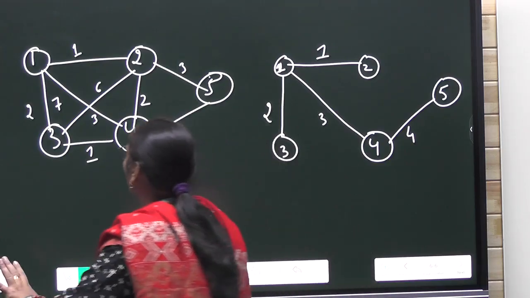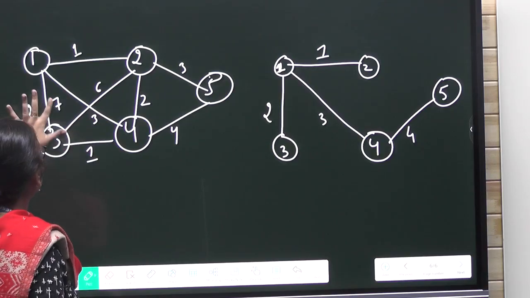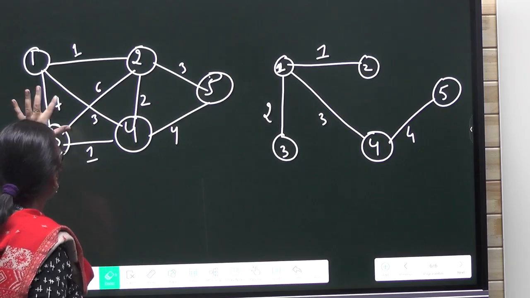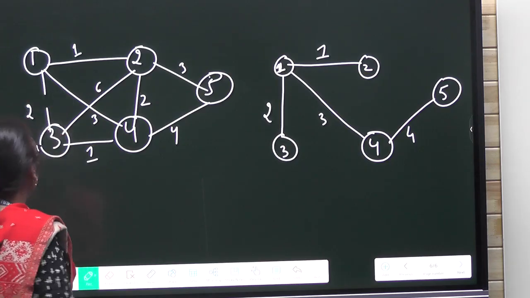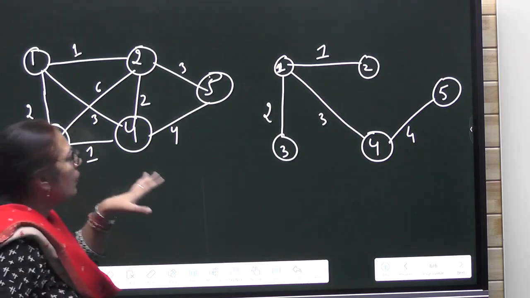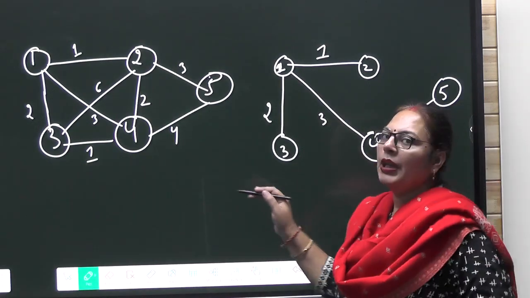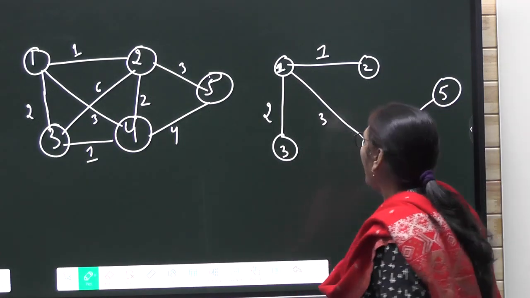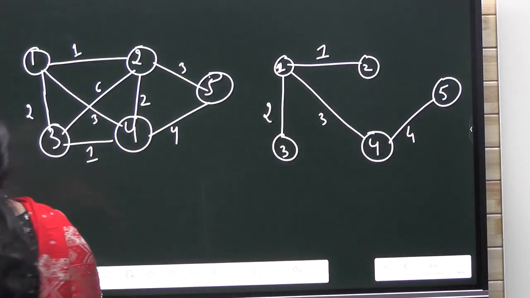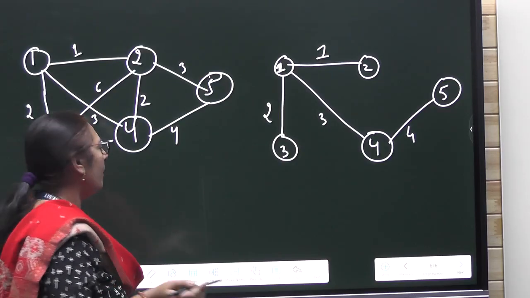No, 7 is not there because this is 6, this is 3, this is 1, this is 2. Sorry. So this one is not there. This value is not there basically. So all the vertices have been included, and this is the minimum spanning tree having the minimum cost attached with it. If we would have selected a different edge, the spanning tree might have changed.